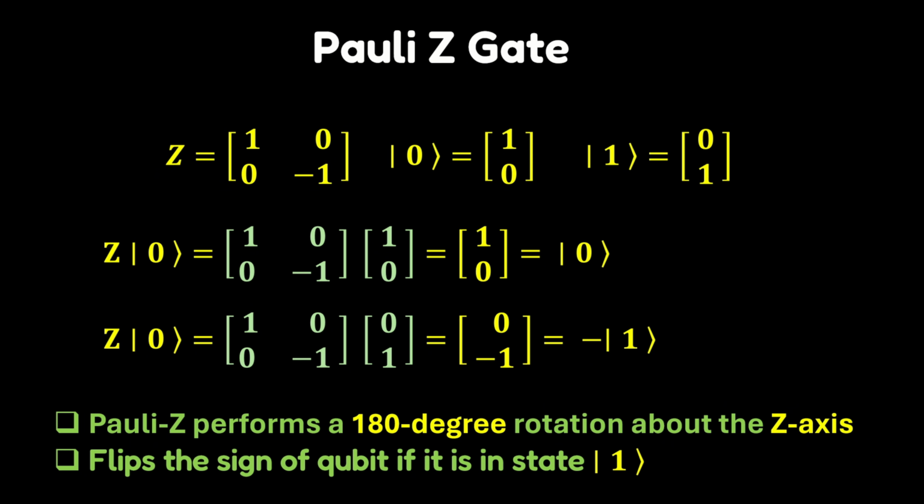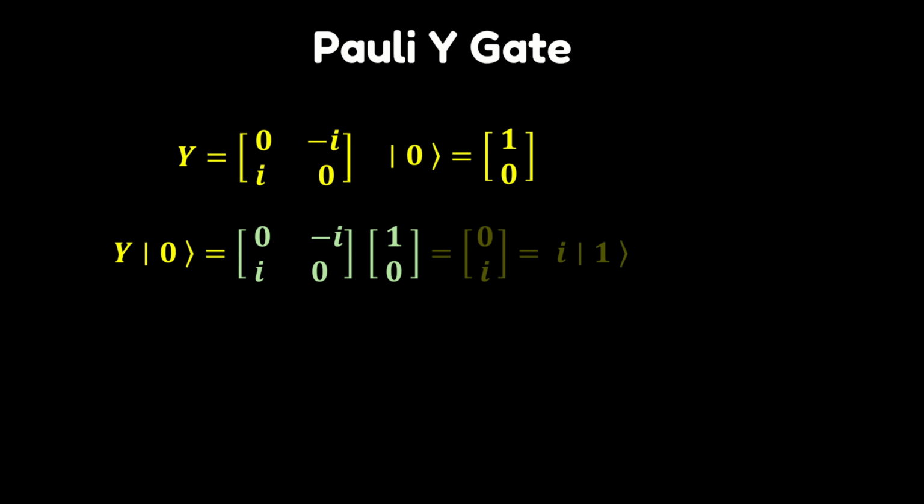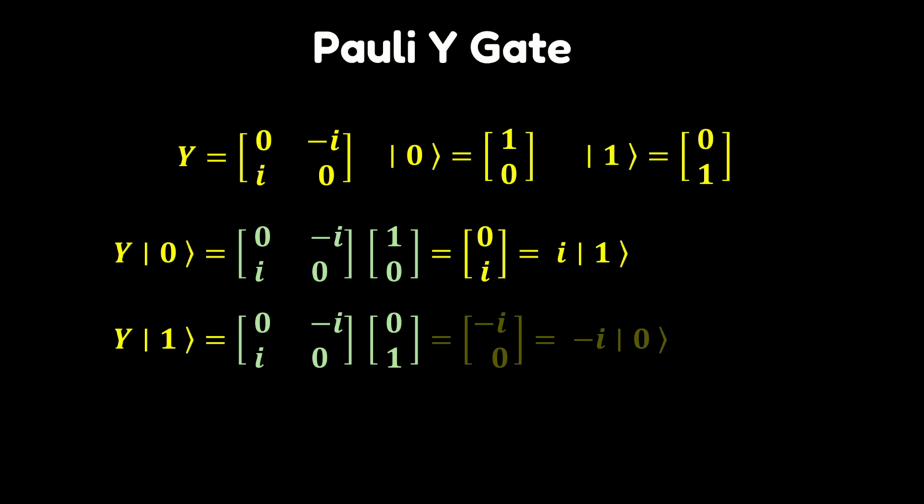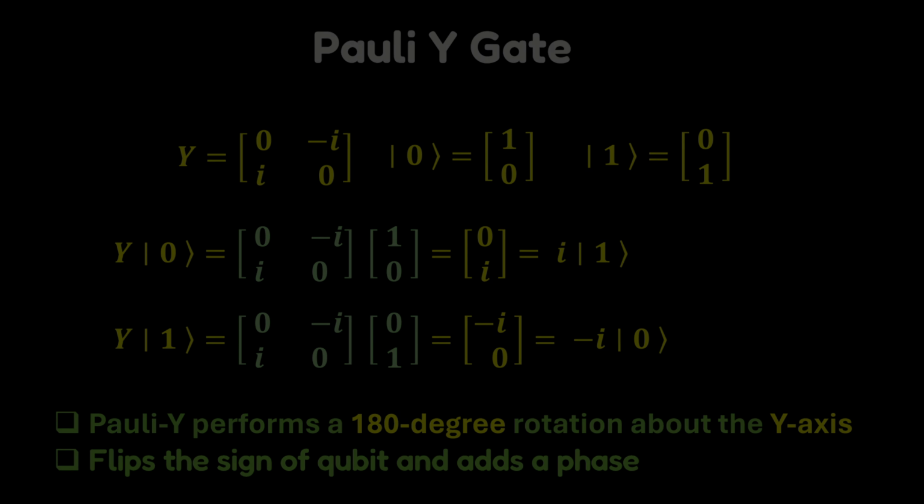As far as we have seen, the Pauli X gate flips the bit or state and the Pauli Z gate flips the phase. The Pauli Y gate combines both effects. We write the Pauli Y gate as Y equals [0, -i; i, 0]. Now apply the Pauli Y gate to our state 0. We get the top entry as 0 and the bottom entry as i. So after applying the Pauli Y gate, the state flips and gains a phase. Similarly, we can apply the Pauli Y gate to the state 1. On the Bloch sphere, the Pauli Y gate performs a 180-degree rotation about the y-axis and it flips the qubit and adds a phase. Now let's move from theory to practice.